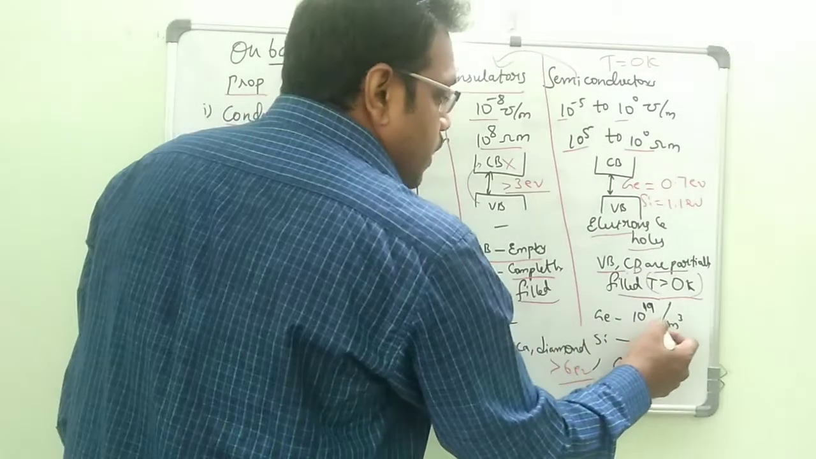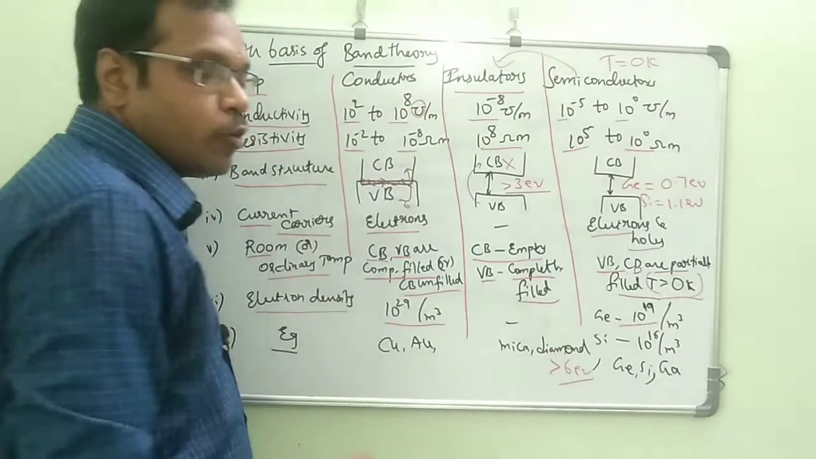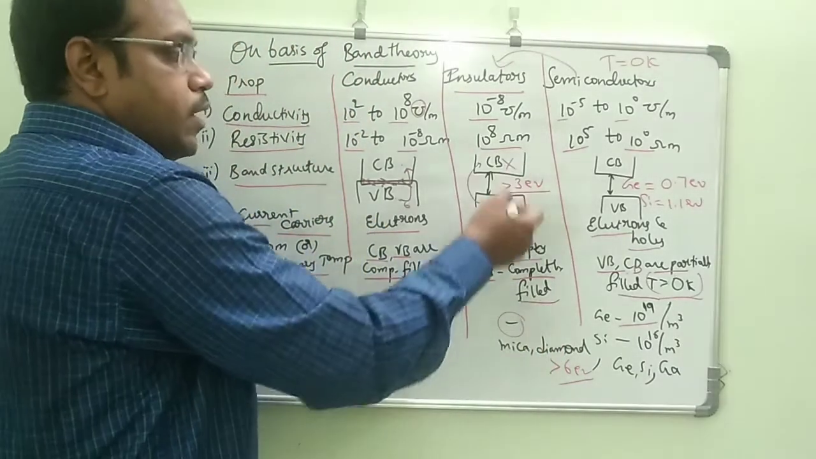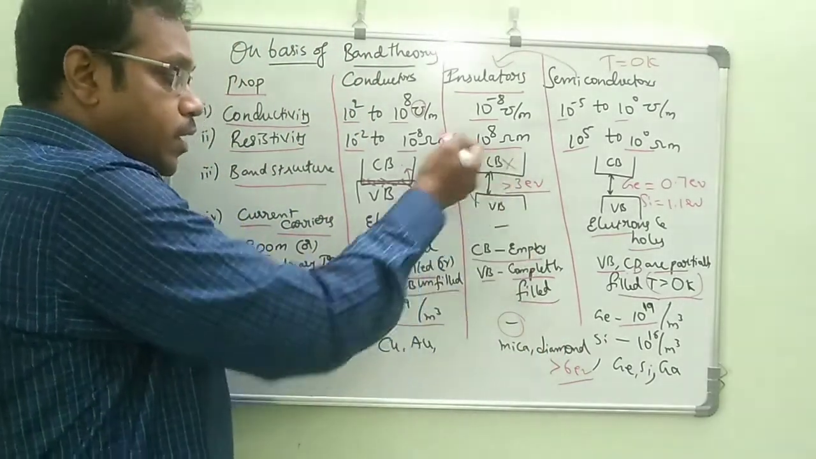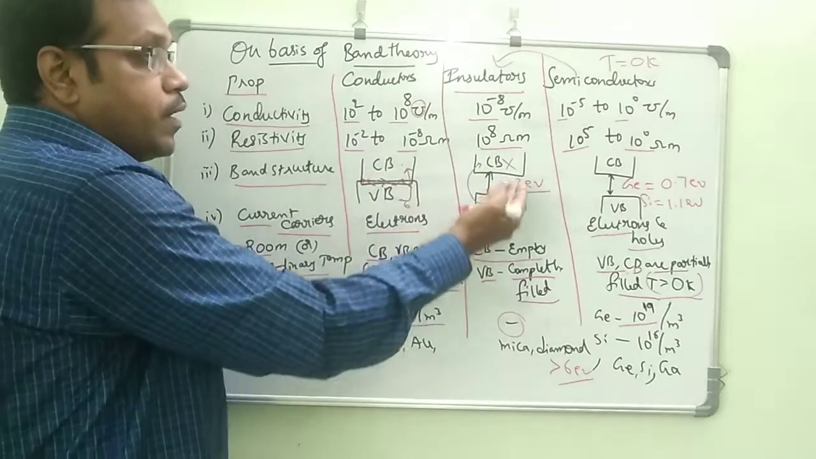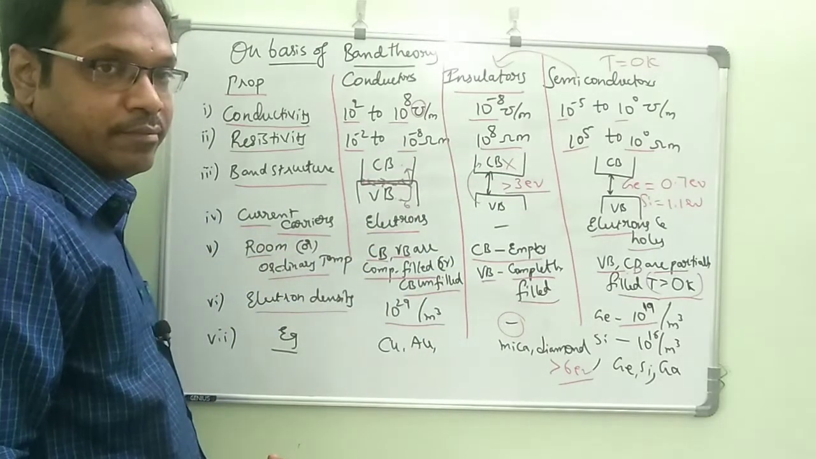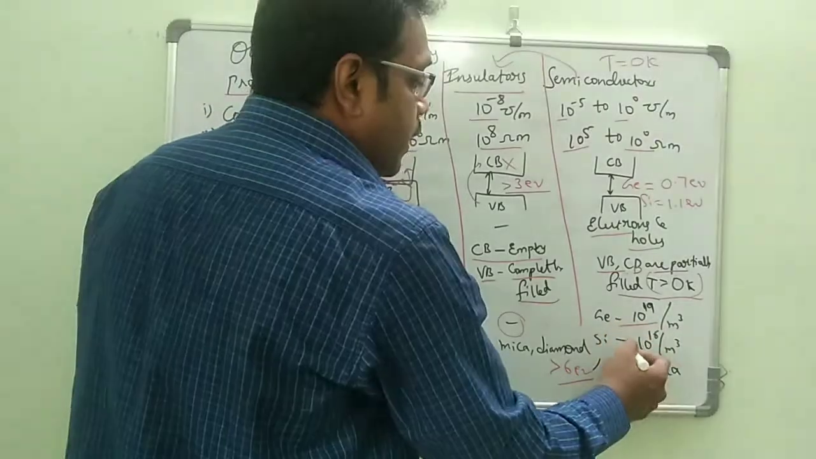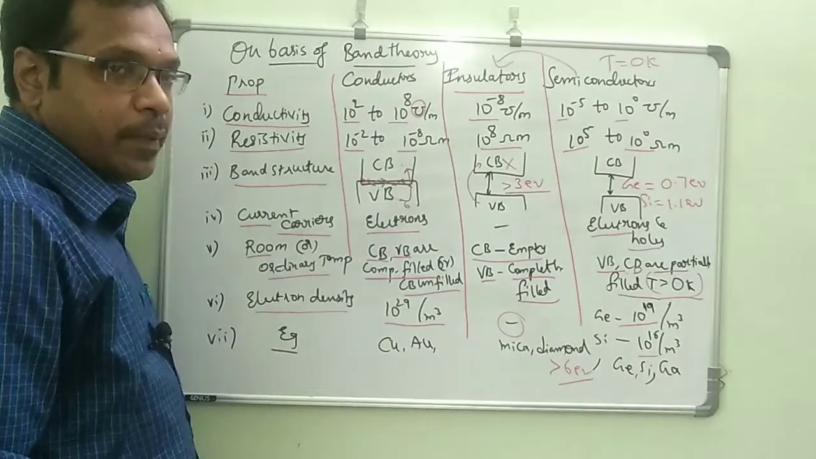And here for germanium, if you take 10 power 19 per meter cube, this is the electron density in the conduction band, but they are asking about the valence band. Conduction band electron density, I'm saying here electron density in conduction band. And this is 10 power 19 and this is 10 power 16 per meter cube.